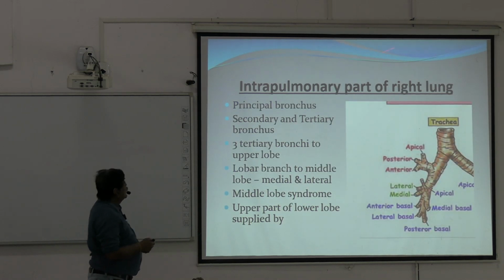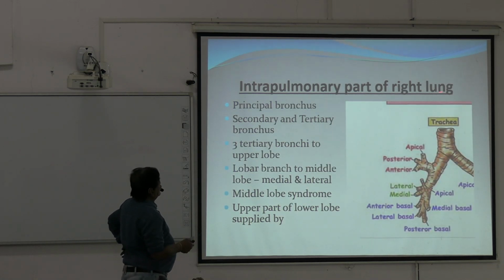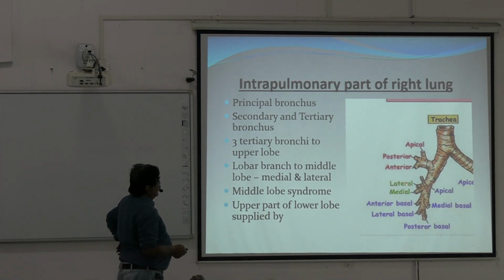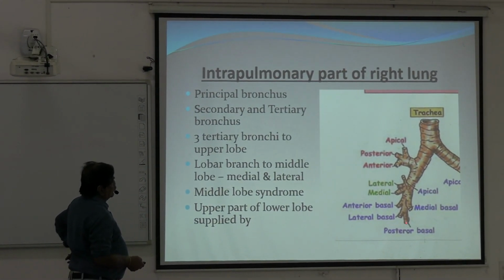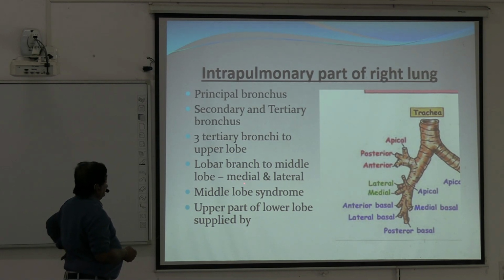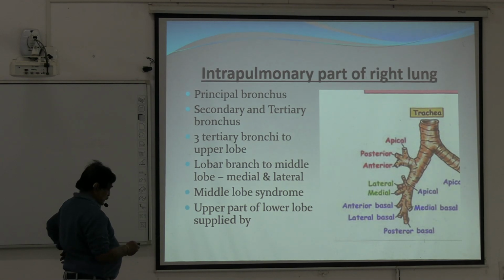Now, the intrapulmonary part of the lung: principal bronchus, secondary and tertiary bronchi. The tertiary bronchi to the upper lobe: apical, posterior, anterior; middle lobe: lateral and medial; lower lobe: apical, medial basal, anterior basal, lateral basal and posterior basal. Now, middle lobe syndrome.